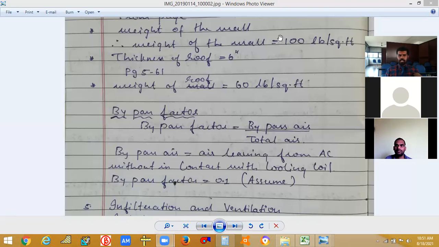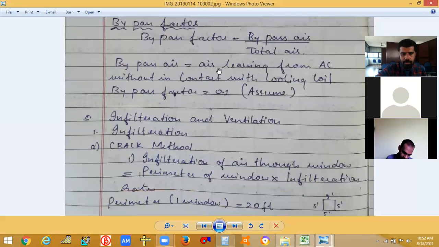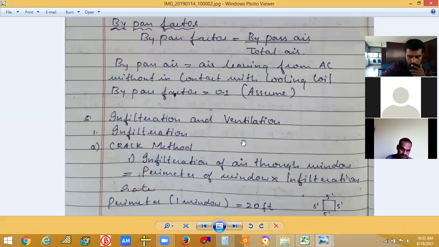Our fifth step is infiltration and ventilation, right? In infiltration we have two different methods. One is the crack method, and another one is the ACH method. Just write the fifth point: infiltration and ventilation. The first point is the crack method. Go to our project details, fifth point, in which there is infiltration and ventilation.